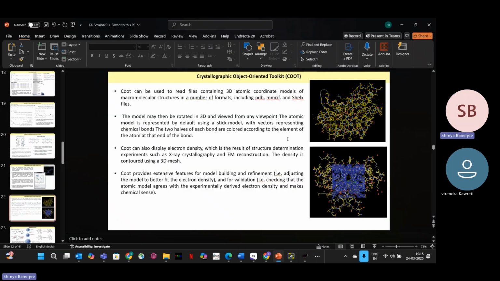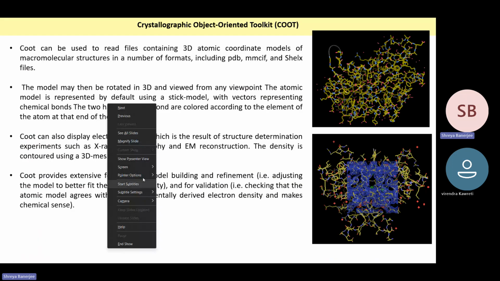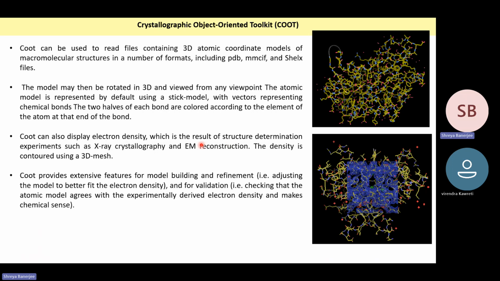Qt can also display electron density. We won't go into that now, which is the result of structure determination experiments such as X-ray crystallography and EM reconstruction. So the electron density can appear as a mesh. Qt provides extensive features for model building and refinement.